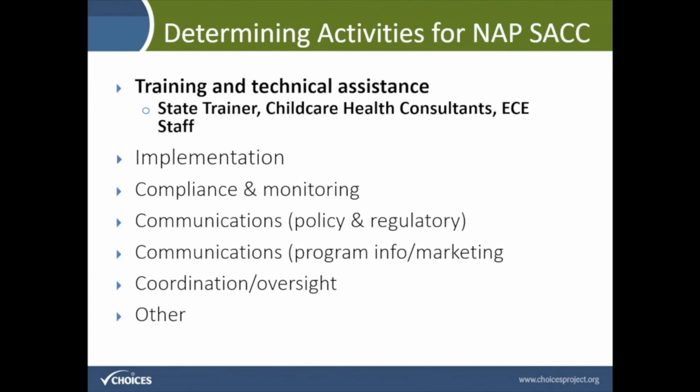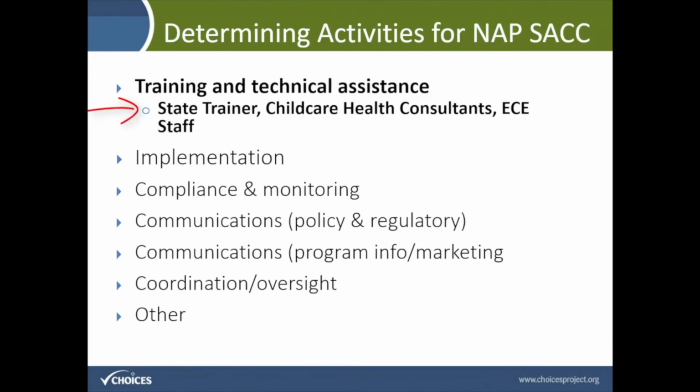So in our hypothetical nationwide implementation of NAP SACC that we're using as our example, we assume that the program would be incorporated into each state's quality rating and improvement system for ECE programs, and that completion of NAP SACC would be required for attaining QRIS certification. So with that model in mind, there are several key activities, and we'll just go through a few of these activity categories to explain some of the detail that we need to think about.